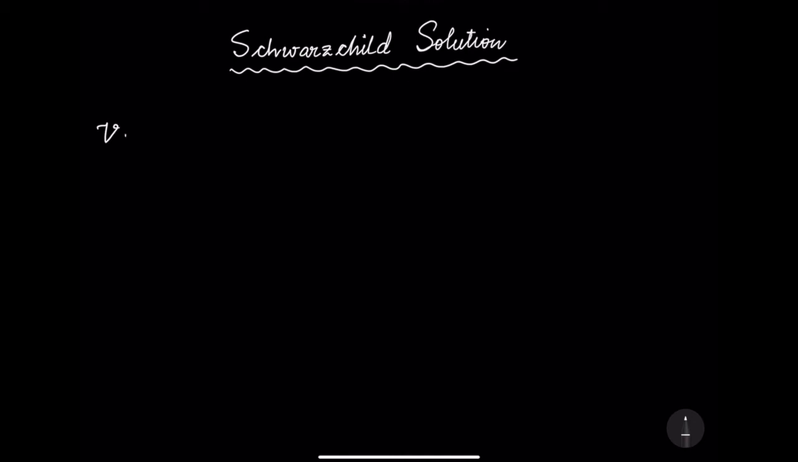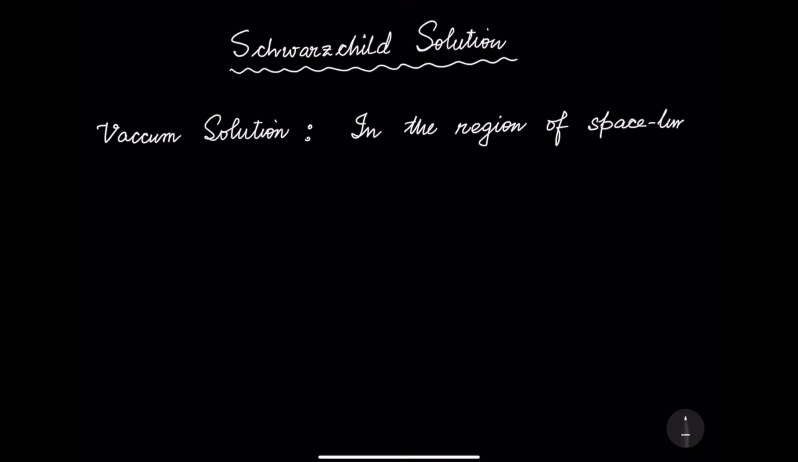What do I mean by vacuum solution? By vacuum solution, I mean that in the region of space-time where I want to solve the Einstein equation, which gives a metric, T alpha beta is 0. So that is what I mean by vacuum.